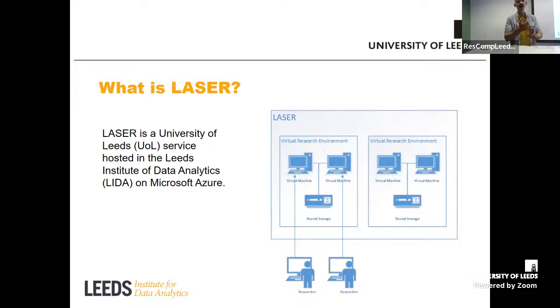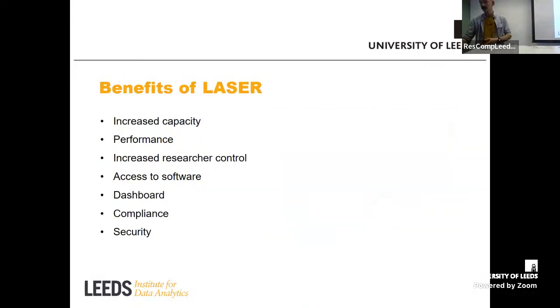That could be personally identifiable, commercially sensitive, or just other special category. That's LASER. That's kind of what it is. The benefits of LASER. LASER isn't our first secure environment. We have had previous attempts with the IRC.